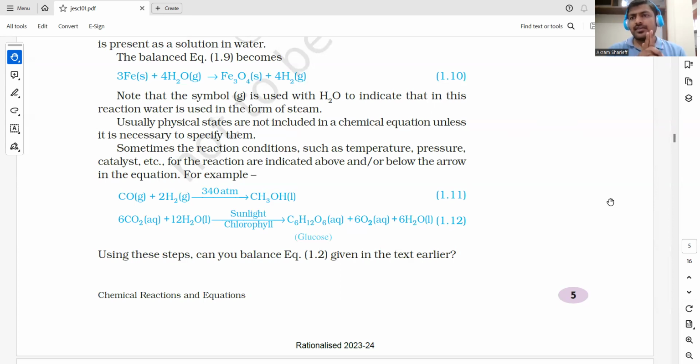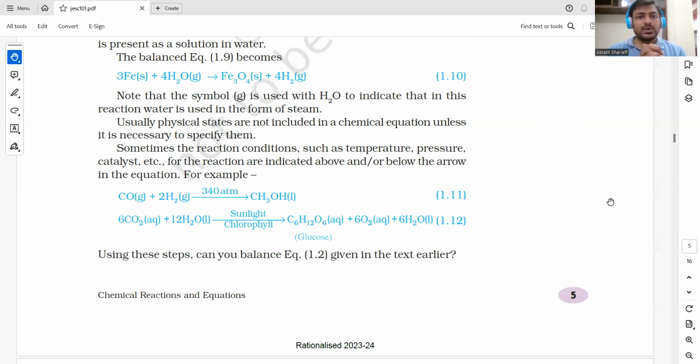Mandatorily, if a chemical equation has been asked as a question, then you need to specify it. Otherwise, in some other reaction, if they are just asking you to do some reaction balancing, you can just specify the number, that's it. No need to specify the state. Sometimes the reaction conditions such as temperature, pressure, catalyst for the reaction are indicated above and below the arrow in the equation. For example, carbon monoxide in gaseous form plus 2H2 in gaseous form at a pressure of 340 atmosphere will give you methanol, CH3OH.